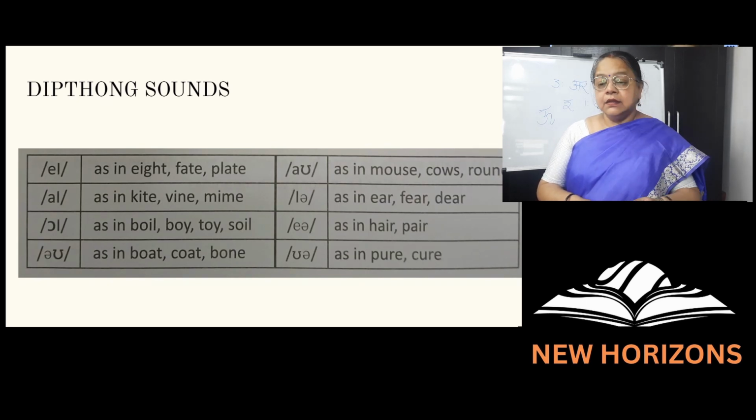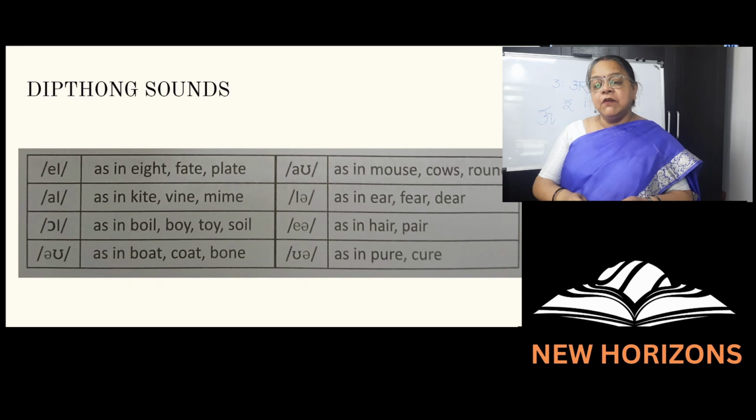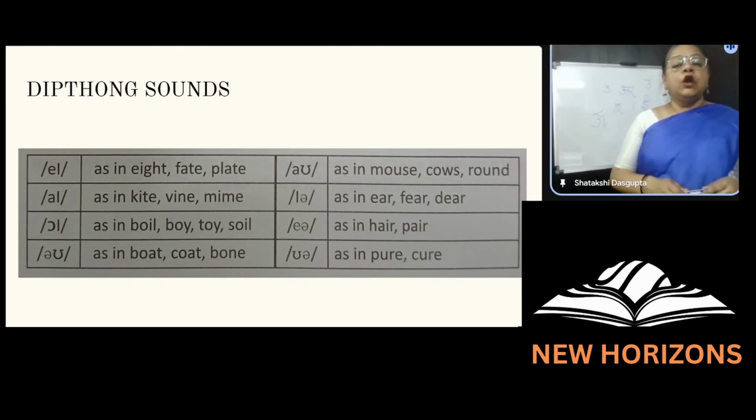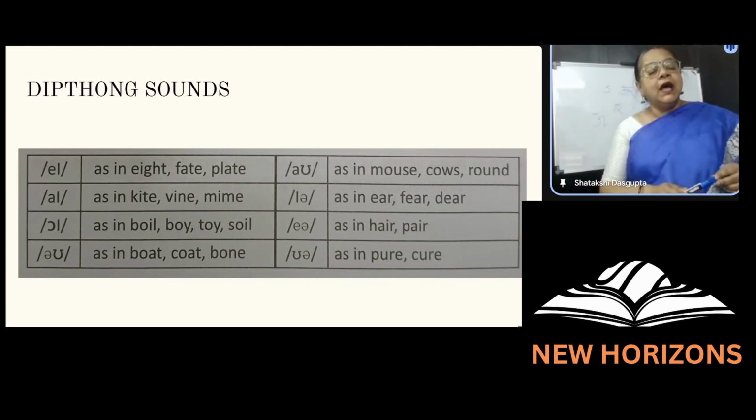The third one is oi: boil, boy, toy, soil. Now, somebody was asking me whether the sound is O or O. Can you see it? The inverted E with the omega is giving out the O sound: boat, coat, bone. Yes, ma'am.